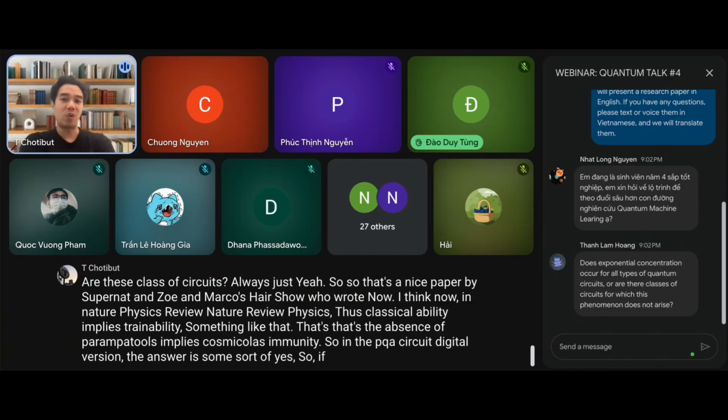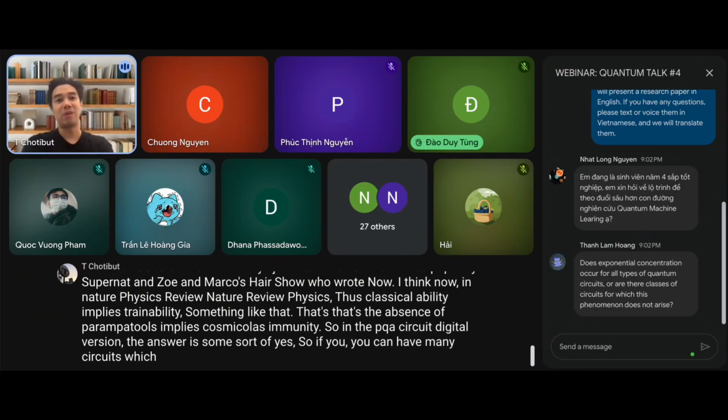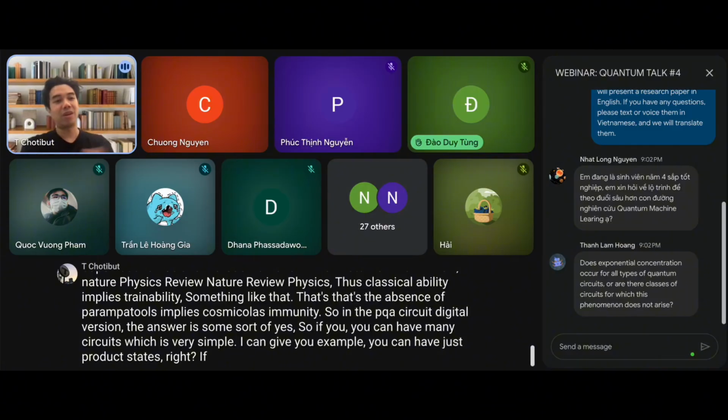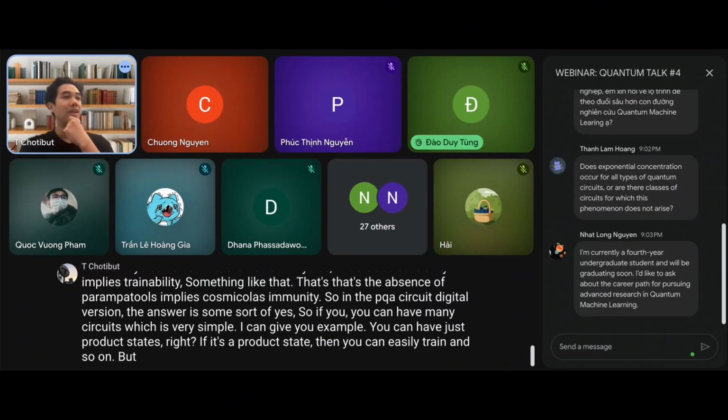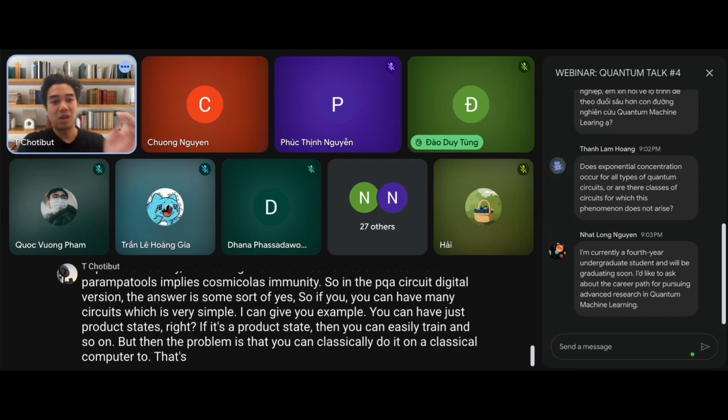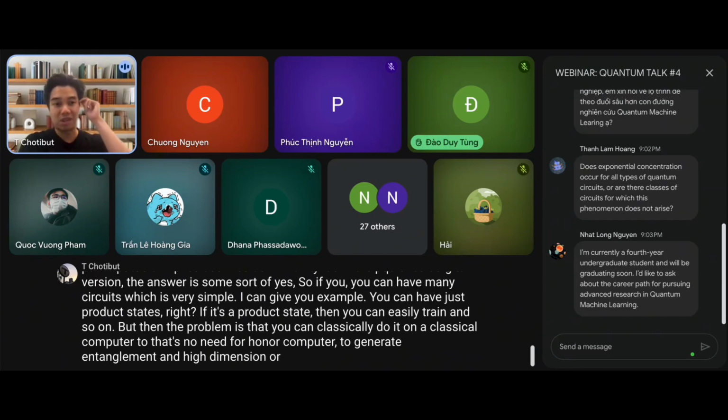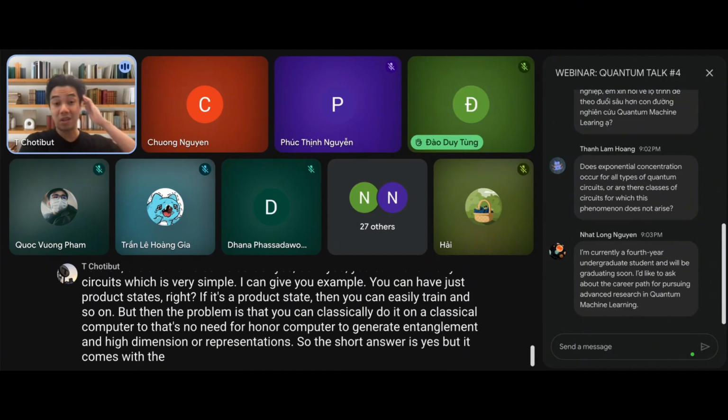So you can have many circuits which are very simple. I can give you an example. You can have just product states, right? If it's a product state, then you can easily train and so on. But then the problem is that you can classically do it on a classical computer too. There's no need for a quantum computer to generate entanglement and high-dimensional representations. So the short answer is yes, but it comes with the classical simulability problems.